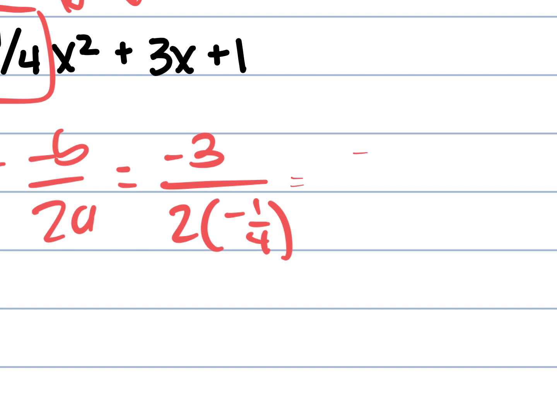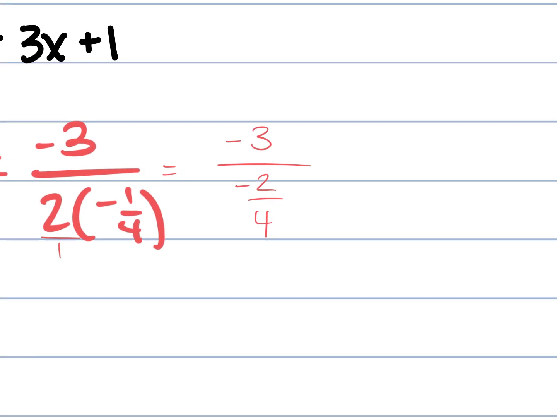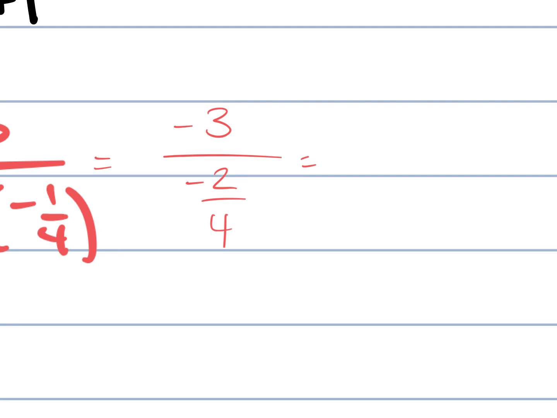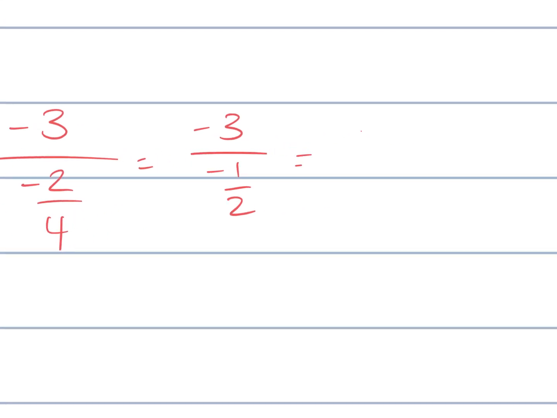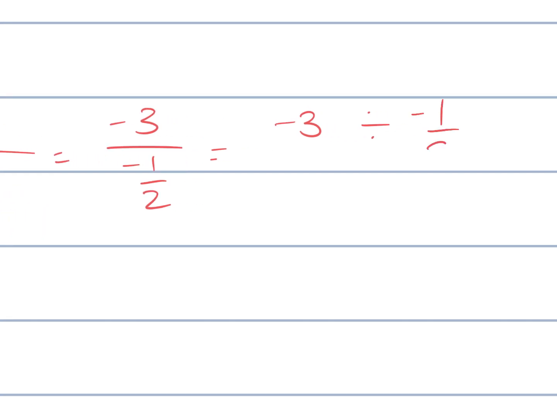So this is going to be negative 3 over... Do you guys agree that this 2 is 2 over 1? Multiply straight across, it's going to be negative 2 over positive 4. You with me? What does negative 2 over 4 simplify to? Negative 1/2. So it's negative 3 over negative 1 over 2. Hey now, what is a fraction bar? What operation does it symbolize? Division.